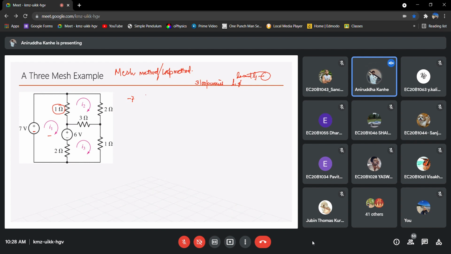Please help me in writing the equation. Everyone, please quickly do it first. Tell me what I should write here. 1 into I1. I1 minus I2. Okay. And then I want to complete this entire loop. So next I will be getting this plus 6. And then plus 2 into I1 minus I3. So this is your equation number 1. Now second loop.